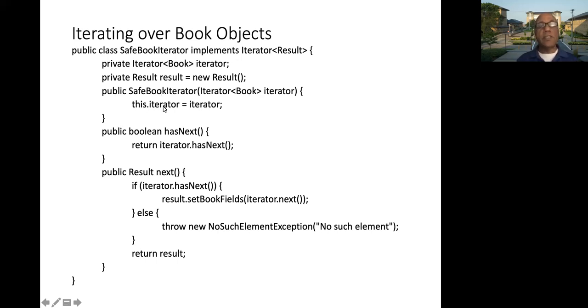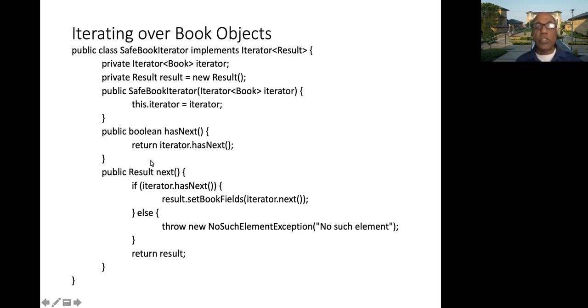And what this does is it creates result objects. When the user interface calls next, this safe book iterator is the one on which the user interface would call the next method. So the user interface will actually get an object of type safe book iterator, although it thinks of it as an iterator to results. And the user interface would say next on that iterator object.